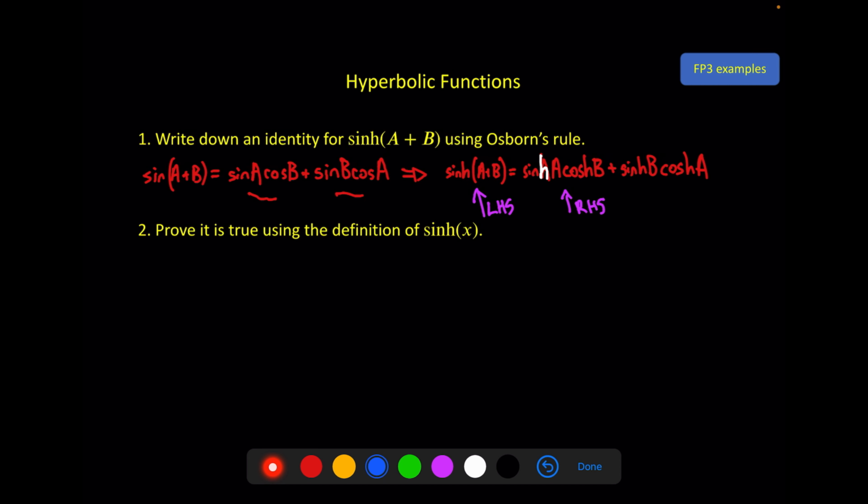So I'm going to start with the right hand side. So sinh A cosh B. Now I don't have too much room, so I'm going to start with the definitions straight away. So that would be (e^A minus e^(-A)) over 2 times cosh B, which is (e^B plus e^(-B)) divided by 2.